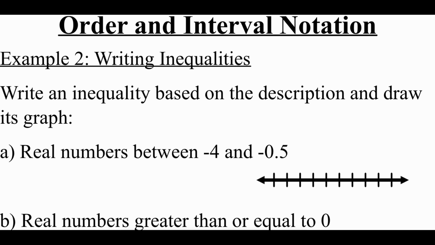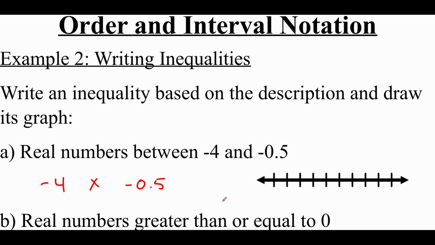The first example says that we want all the real numbers that are between negative 4 and negative 0.5. Because we've got two values that we're dealing with, we're going to have a double-sided inequality, and those values are going to represent our end values. So we're going to have negative 4 on one side, and we're going to have negative 0.5 on the other side. And we want all the real numbers that are between these. So our x value is going to be somewhere in the middle.